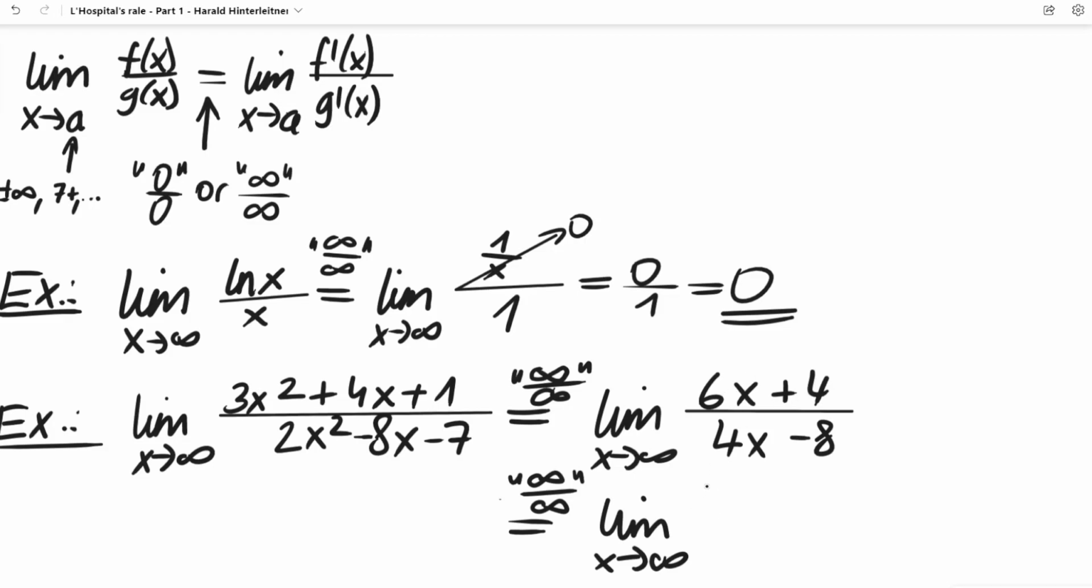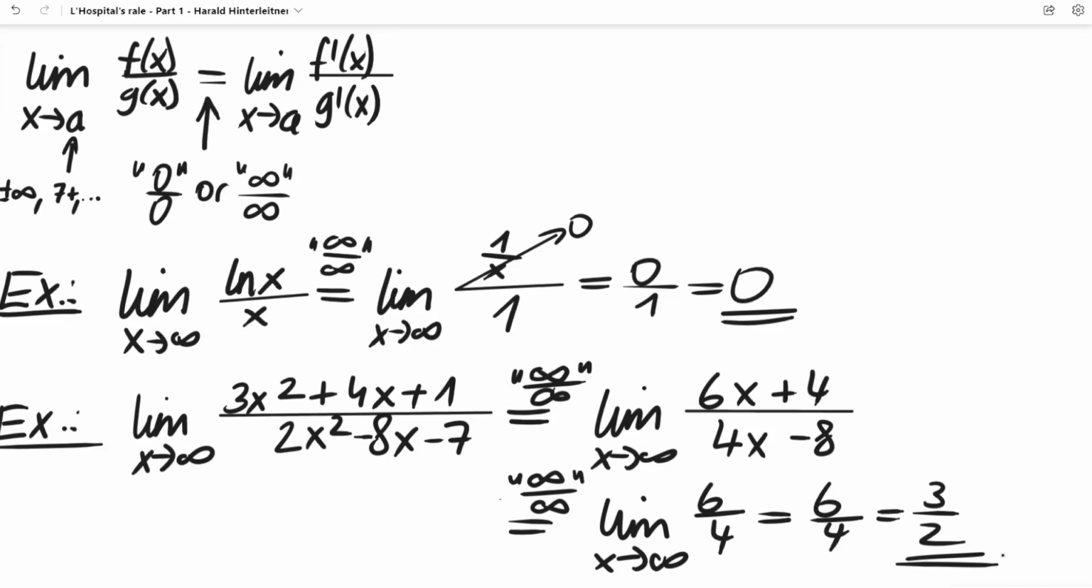If you differentiate, the numerator is 6, the denominator is 4, so the limit is 6 by 4, which simplifies to 3 by 2. So we have used L'Hopital's rule twice here, and we got the answer.